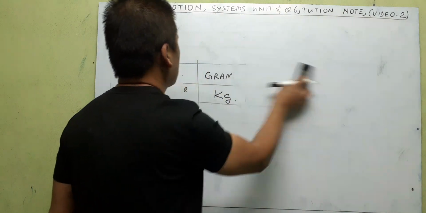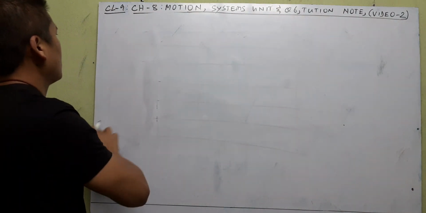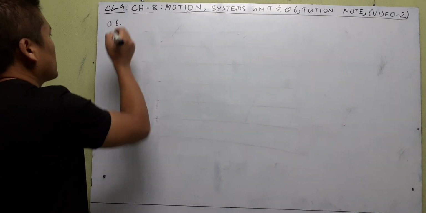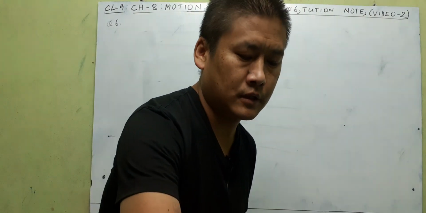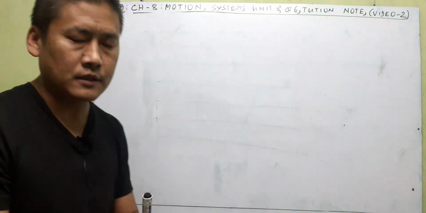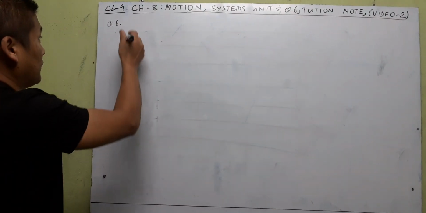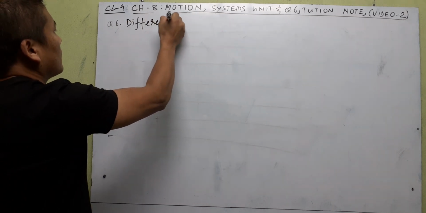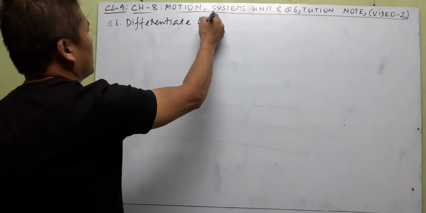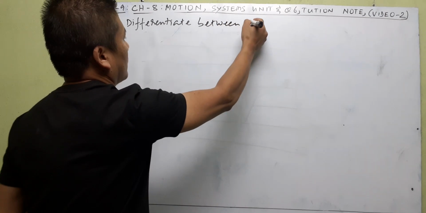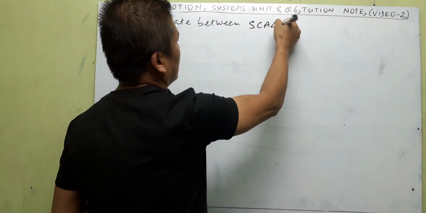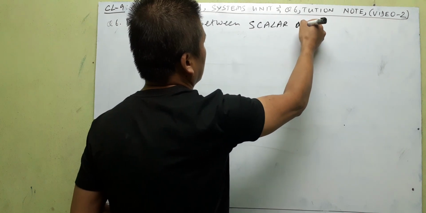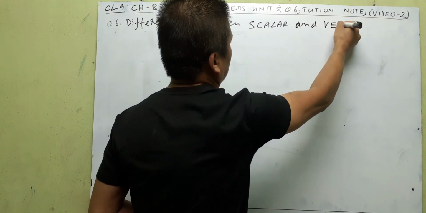go to question number 6 on your tuition note. So let me write it down here, question number 6. Because I feel that if we discuss this first, it'll be easier for you. So differentiate, you write along with me. Differentiate between scalar and vector quantities.